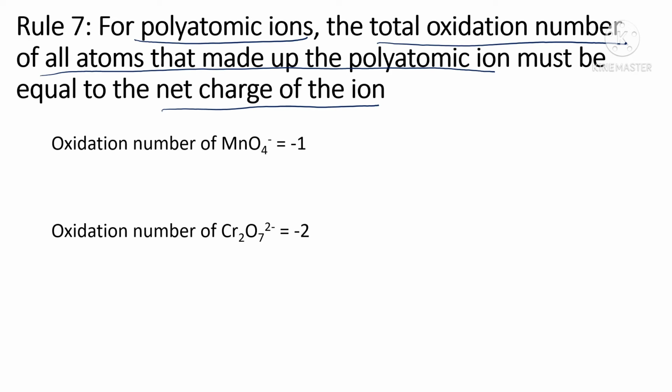For example, the permanganate ion has a charge of -1, therefore the oxidation number for the permanganate ion is equal to -1, because the total oxidation number must equal the net charge of the ion. And for the dichromate ion here, we can see that the oxidation number is equal to -2 because the net charge of the ion is equal to -2.